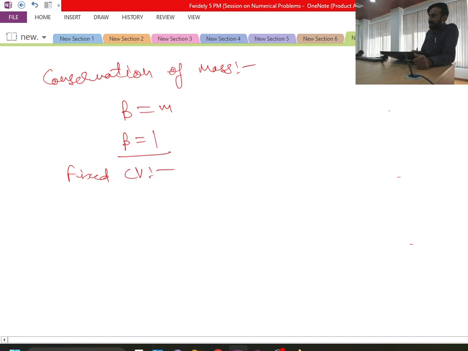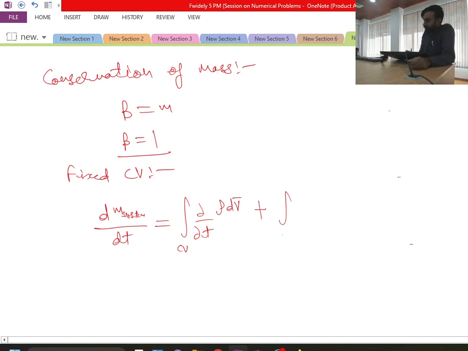So for a fixed control volume, what will I be getting now? dm system by dt equals integral over the control volume of del by del t of beta, beta is 1, rho dV, plus, tell me, integral over the control surface, beta is 1, rho v cos theta into dA out minus rho v cos theta into dA in.